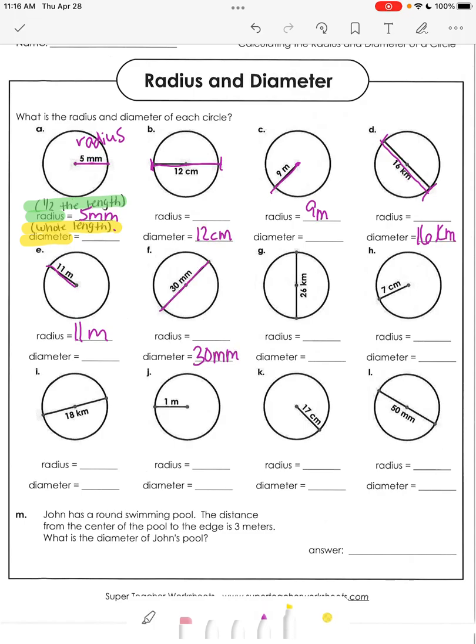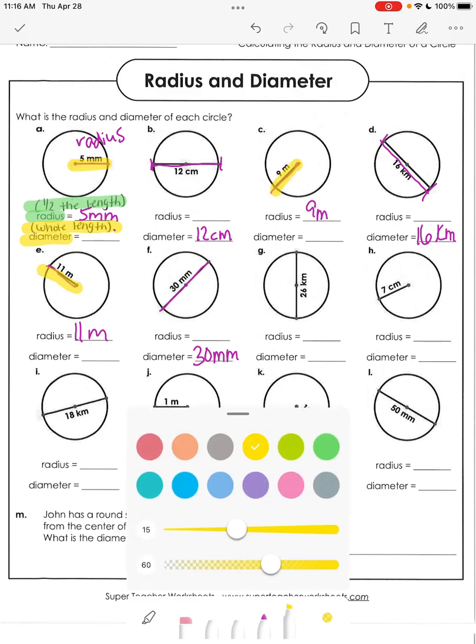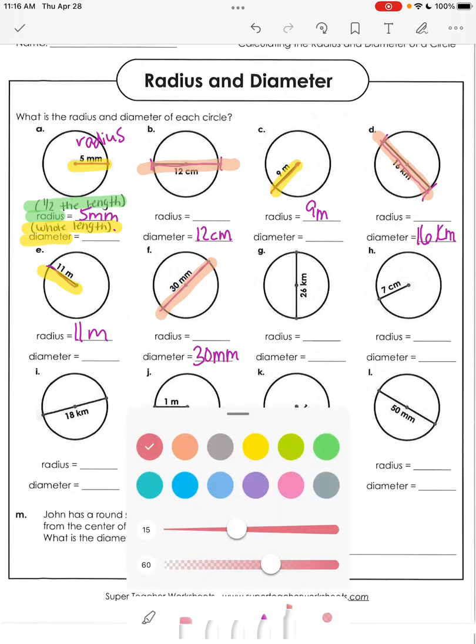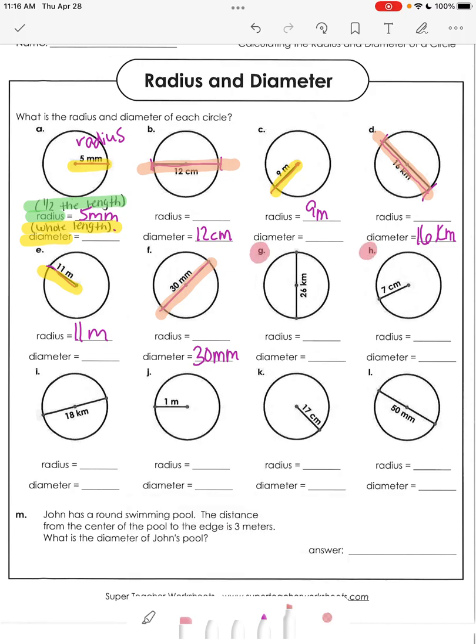Okay, hopefully you could see the difference. The ones that are halfway across, that is your radius, versus the ones that are the whole way across, that is your diameter. So go ahead and answer G, H, I, J, K, L. Pause the video to answer those, and then when you have answers, start the video again to double check your answers.